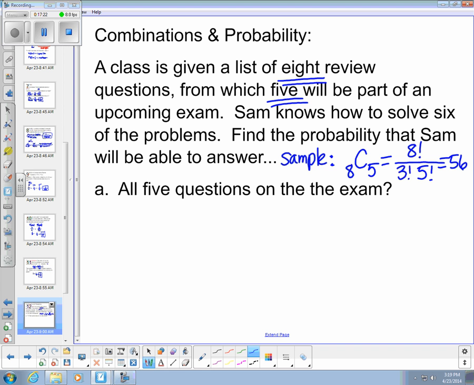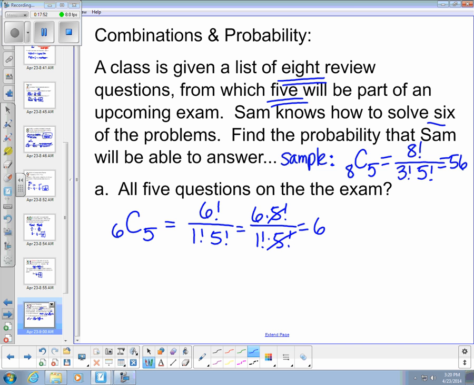Okay, now we want to know what are the chances that Sam will actually know all 5 of them, and he only knows how to solve 6. So how many ways are there to choose 5 out of the 6 that he knows? Okay, so this would work out to be 6 factorial over 6 minus 5, which is 1 factorial, times 5 factorial. And when you expand that, the 5 factorials will cancel, and you end up with 6.